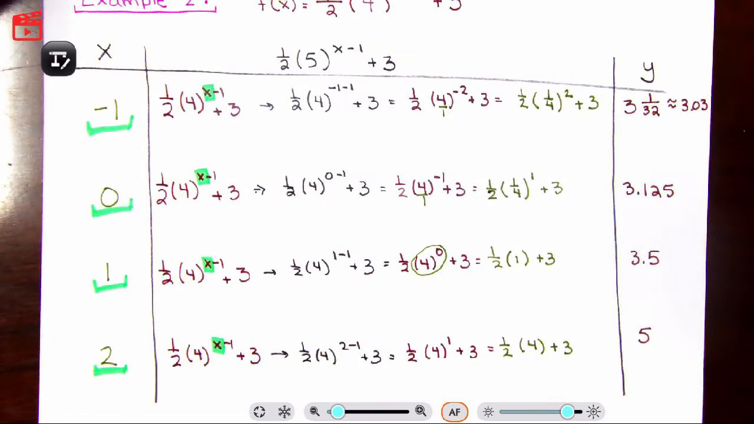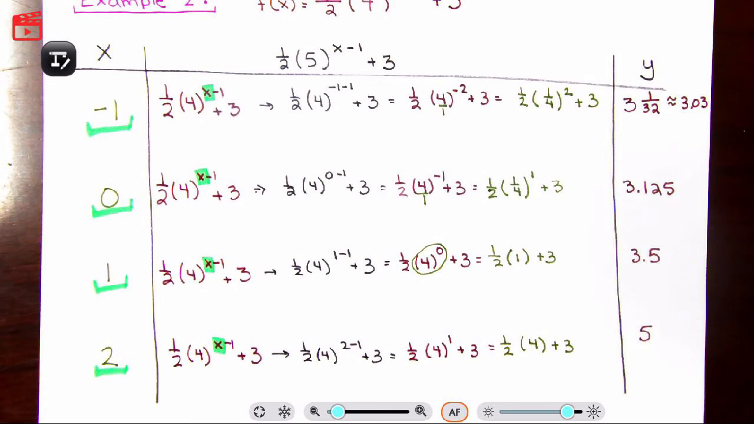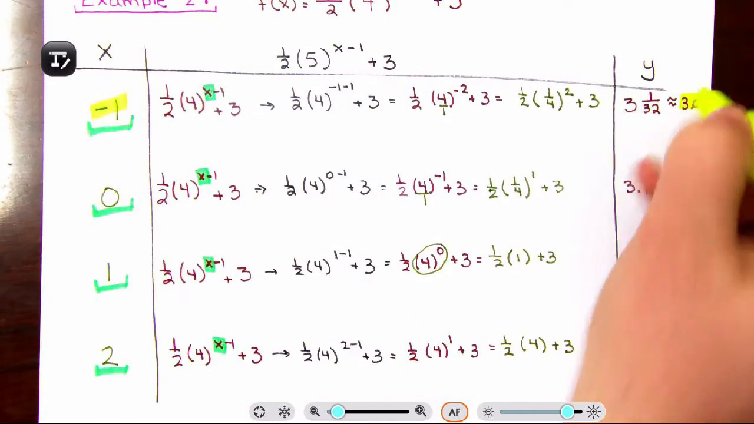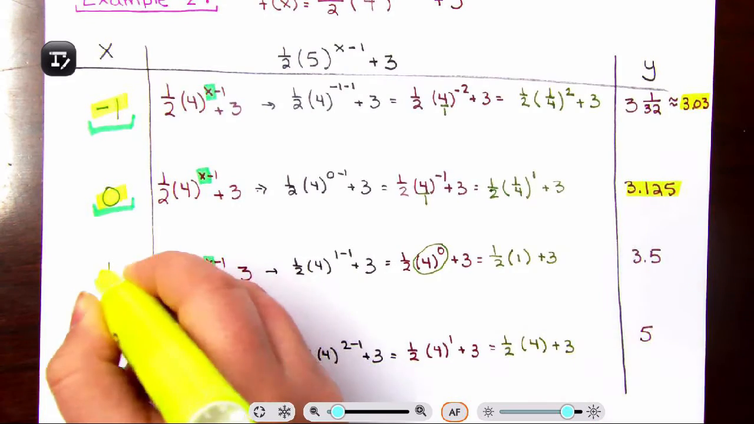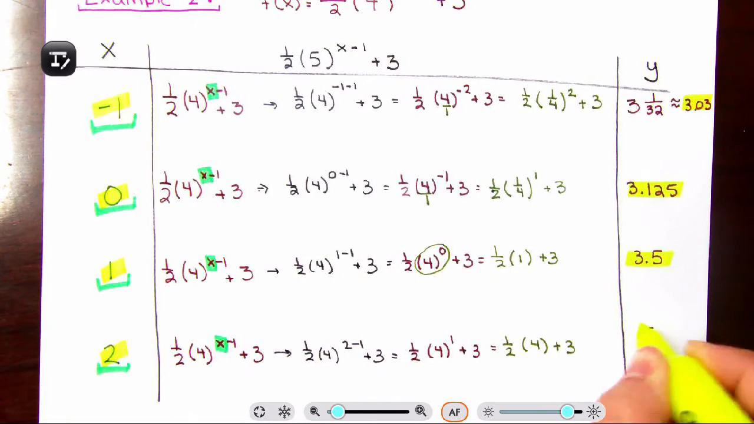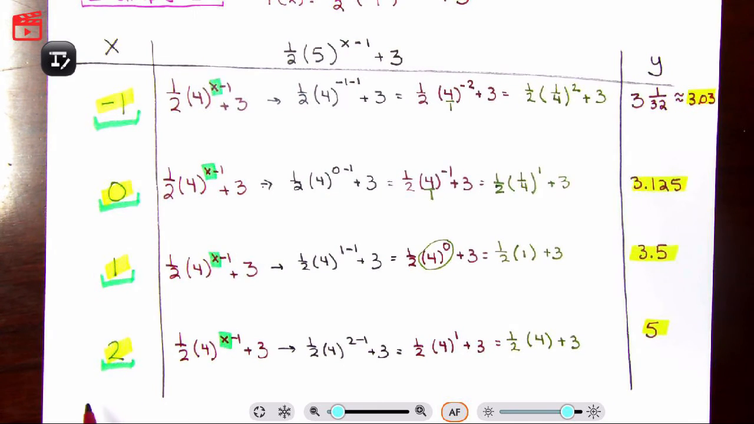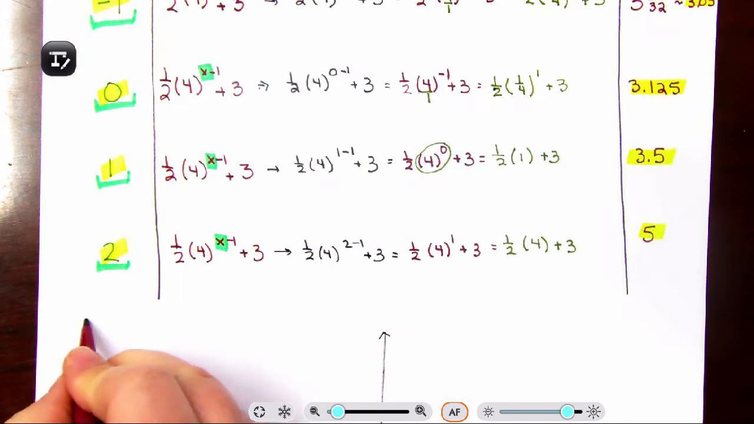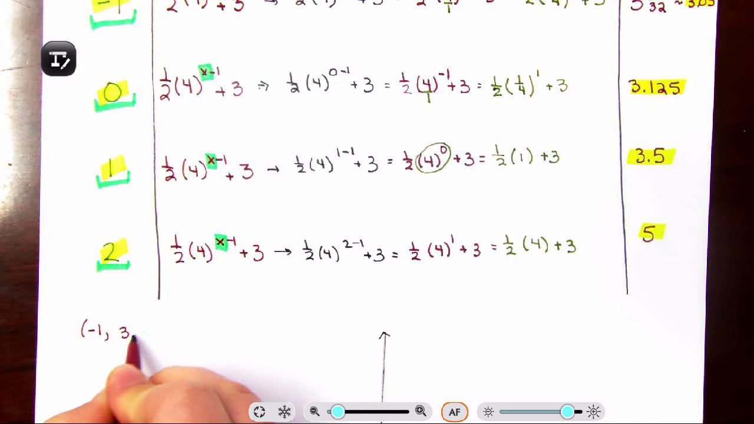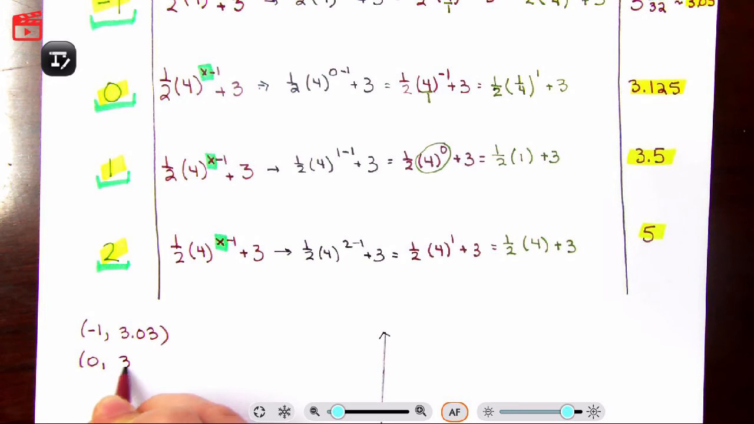So now that we have our values, we're going to write out our points. Remember, input, output. So input, output, input, output, input, output, input, output. Graphing our points. Let's create them first. So our input was -1. Our output is 3.03. Our input is 0. Our output is 3.125. Input is 1. Output 3.5. And input is 2. Output is 5. So we're going to graph.